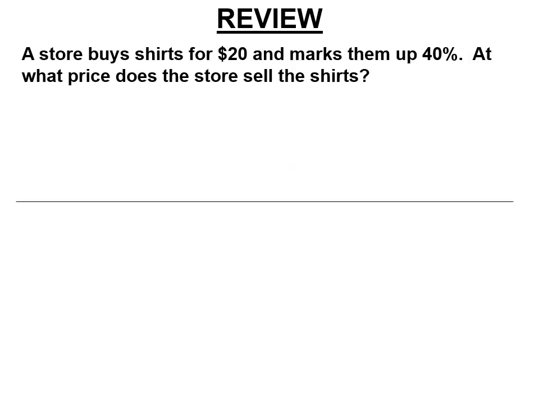A store buys shirts for $20 and marks them up. Make sure you're reading whether it's a markup or a markdown, because you can mark things up or down. Okay, so 40% up, right? So the key to this is realizing the price was at 100%, and now it's 40% higher at 140%. So you're going to do 1.4 times 20.